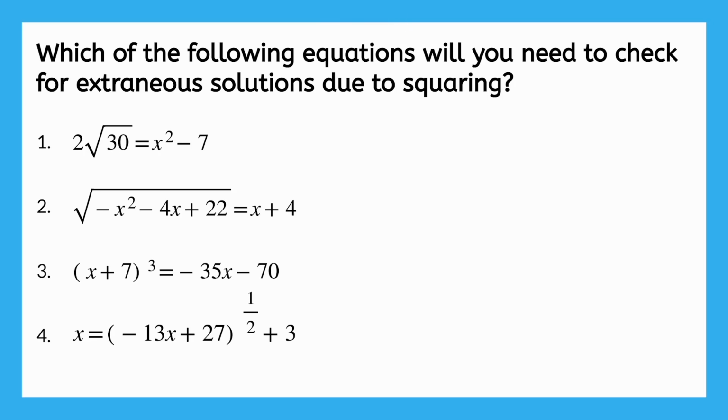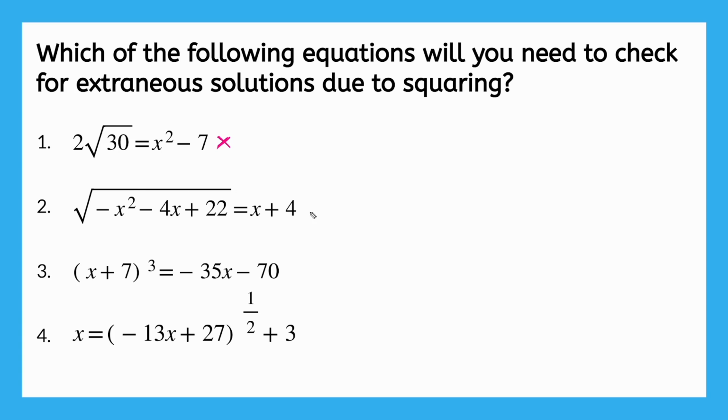So before we wrap up this lesson, I want to go through this example problem here. For which of the following equations will you need to check for extraneous solutions due to squaring? So in any of these problems where we're going to have to square in order to solve for x, we will want to check for extraneous solutions. In this first problem, we do see a square root. However, we don't need to square at any point while solving for x because there's no variable in this square root expression. So here, we do not need to check our solutions after we solve for x.